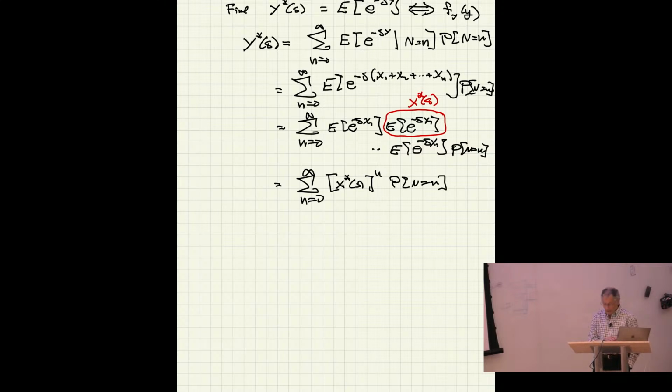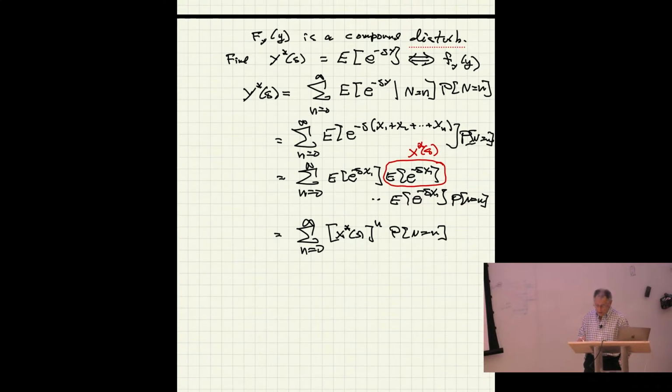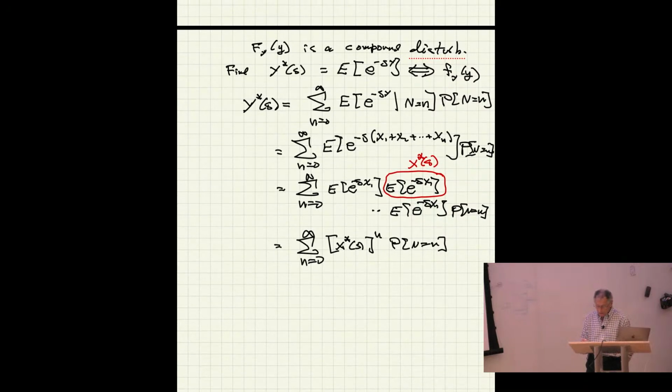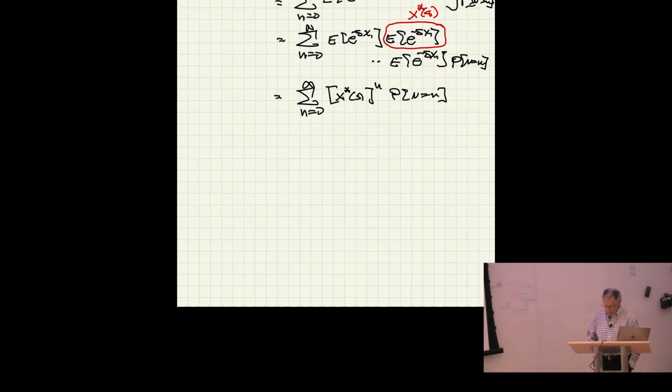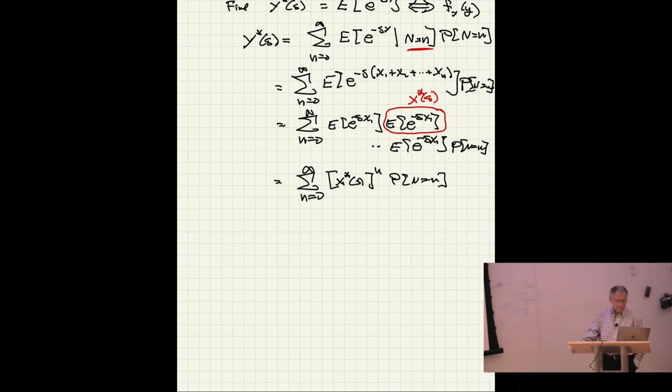So I was able to write this down by introducing this rather important condition. Once I know what this random variable is, it has a value n, I can write down the bottom line here. Now, does anybody see what that darn thing is? What does that summation look like? Summation of ziggle to the n, probability n equals n.